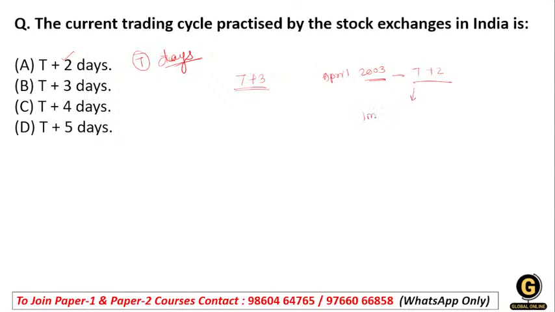Because they want to improve the efficiency and liquidity into the market. That's why they change first. Prior to April 2023 they followed T plus 3 days, but nowadays they have shortened the period and consider T plus 2 days for practice in the stock exchange in India.